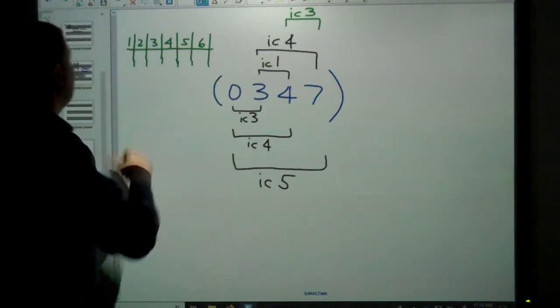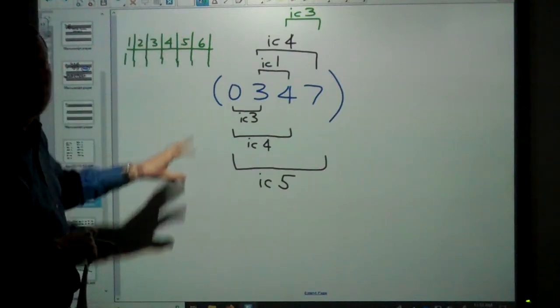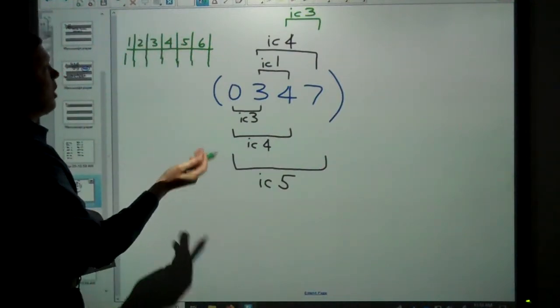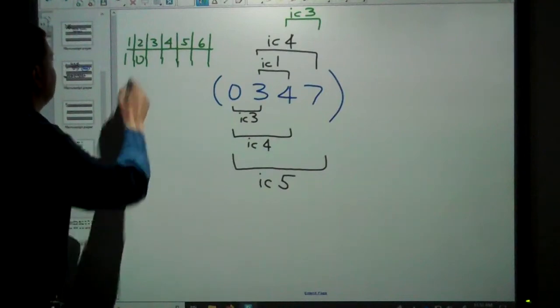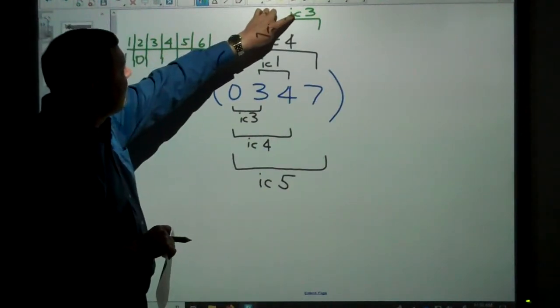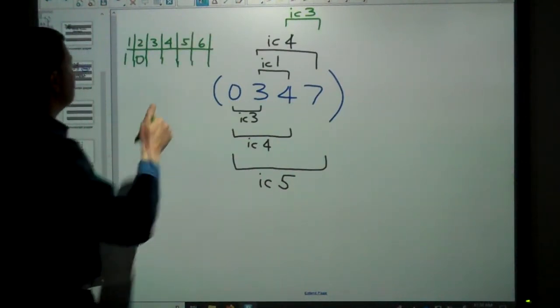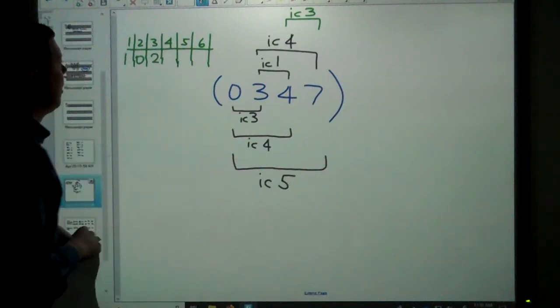So I'm going to put a 1 there. How many instances of interval class 2 did I find? None. So I'll put a 0 in there. How many instances of interval class 3? Well, it looks like I found 1 there and I found 1 here. So that's 2 instances of interval class 3.